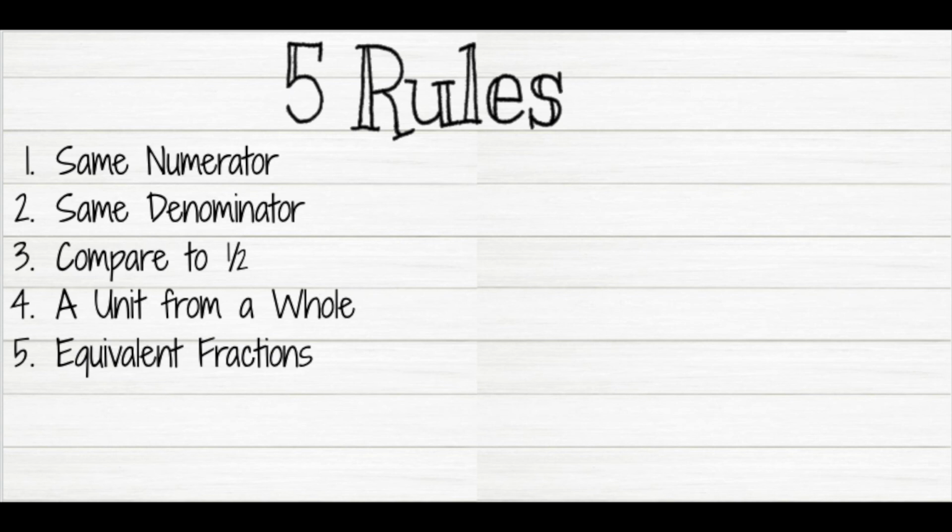Do they have the same denominator? If they do, compare. If not, go to rule number 3. And then keep going like that. This way, students are utilizing the easier strategies before they resort to having to create equivalent fractions.